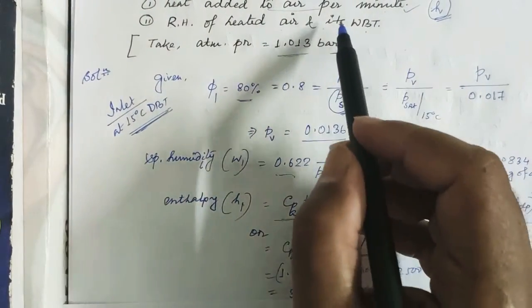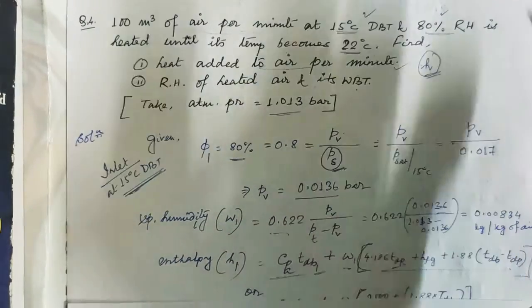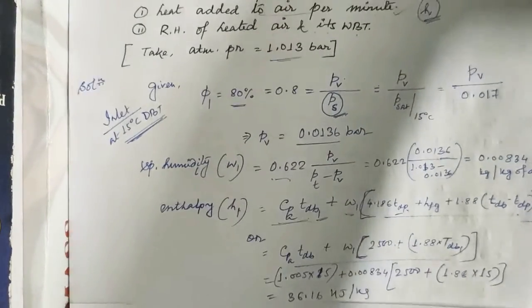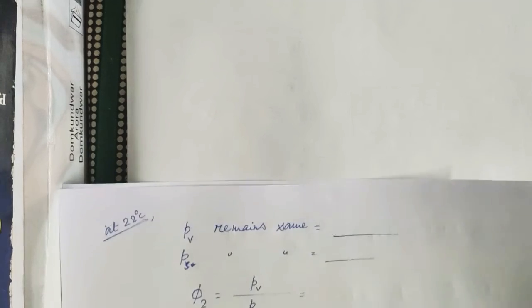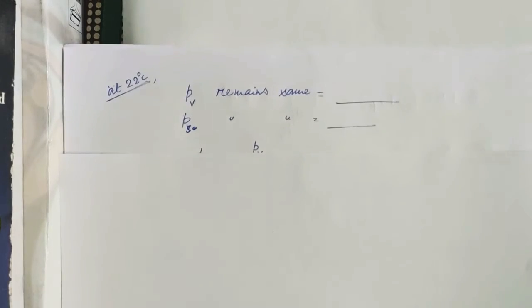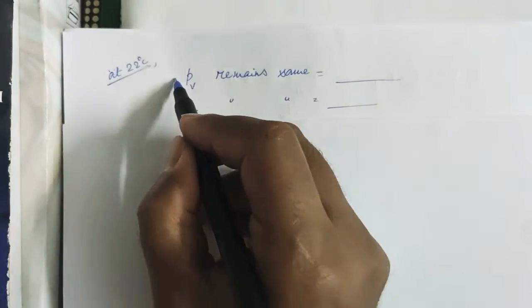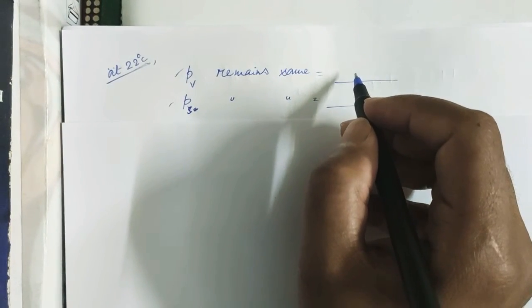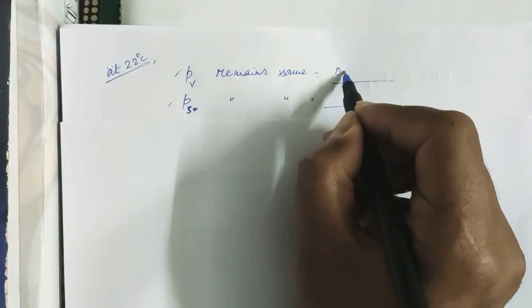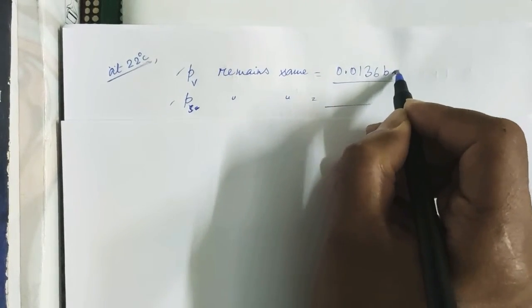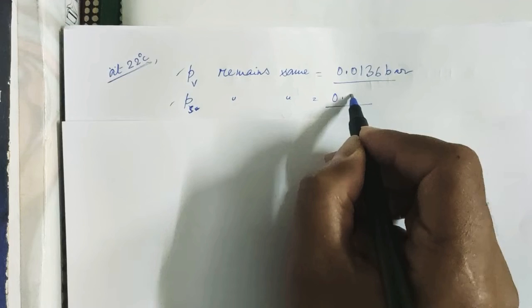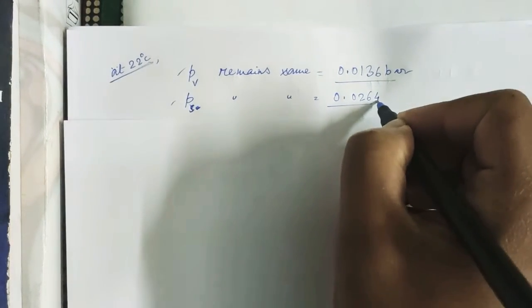Now the outlet condition is given, that is 22 degrees centigrade, the dry bulb temperature. So now we have to find out the values regarding the outlet conditions. Since the process is sensible heating, there will be a change in dry bulb temperature only. So all the other values remain the same. PV remains the same. What was the value of PV? 0.0136 bar. What was the value of PS?